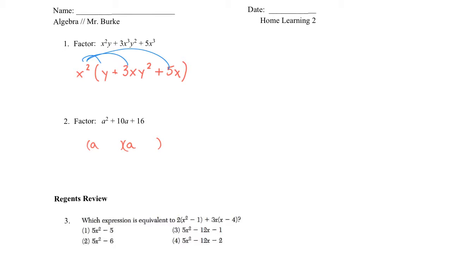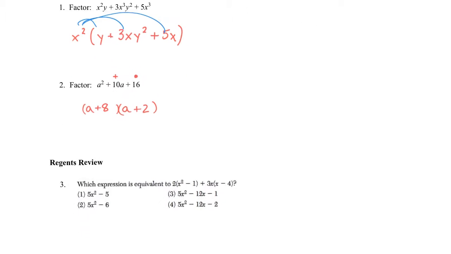And now I have to figure out two numbers that multiply to give me 16 and add to give me 10. Well, this is an easier one than yesterday, I think. 8 and 2. Positive 8 and positive 2 multiply to 16 and add to 10. All right, done there.